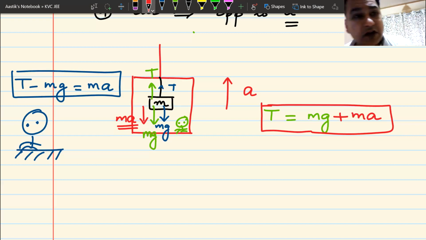This is my equation. Now let us compare both equations. Blue Hulk says T minus mg is equal to ma. Green Hulk says T is equal to mg plus ma. Are they the same equations now? Can I have some raised hands? Yes, they are the same equations now. Green Hulk has corrected his equation. He now understands that he is in a non-inertial frame, so he has to apply pseudo force, and he has applied the pseudo force.